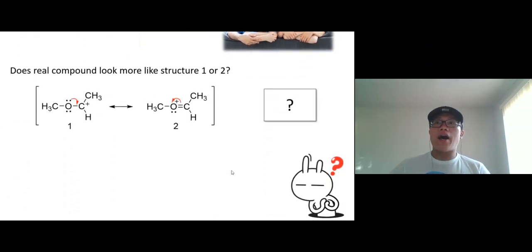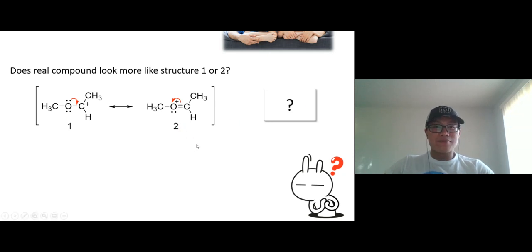We learned before that the resonance structures, none of them are real, but each one of them contributes to a real structure that we can't draw. That's the limitation of bond line structure, right? So in this example, we have this compound with two resonance structures. None of them are real, but these two together describe what the real compound looks like. But here's the thing though, these two don't contribute equally. This compound will look more like one or two.